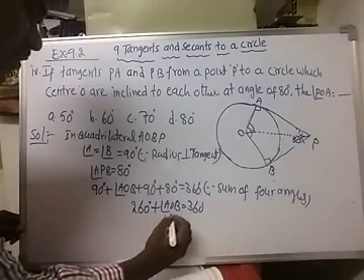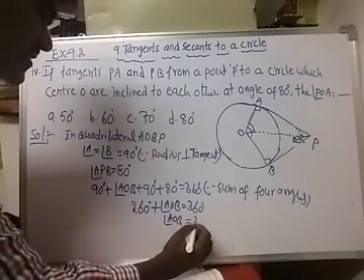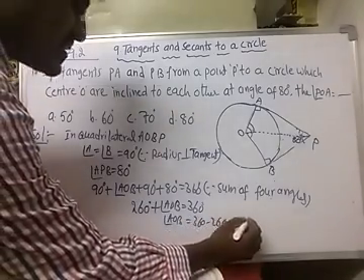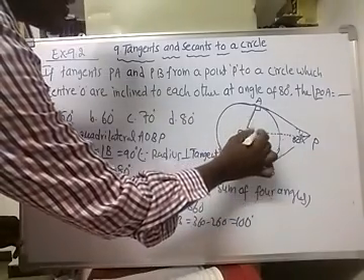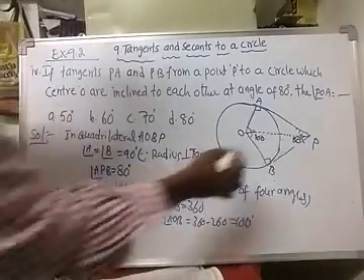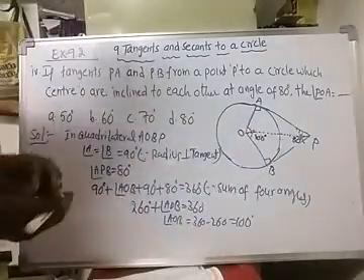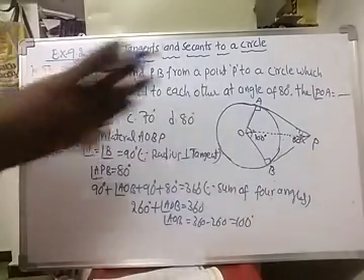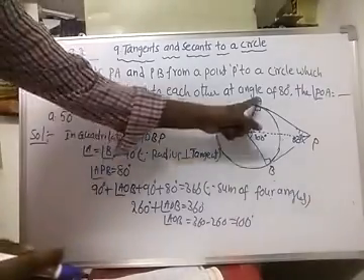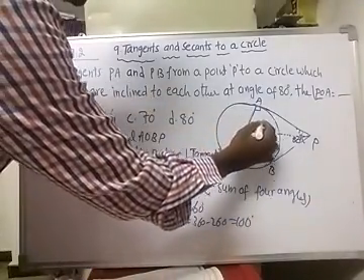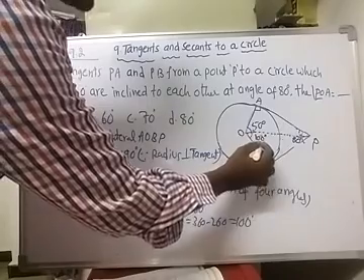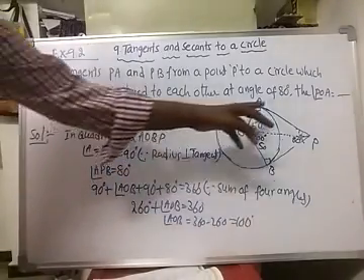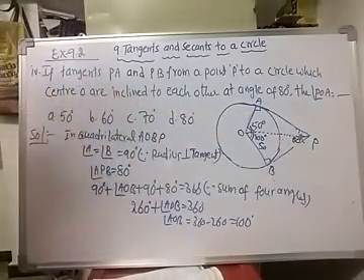Now angle AOB is equal to 360 minus 260, that is 100 degrees. Here OP bisects angle AOB into two equal parts. Therefore angle AOP is equal to 50 degrees, and angle BOP is equal to 50 degrees. So angle AOP is how much? 50 degrees.